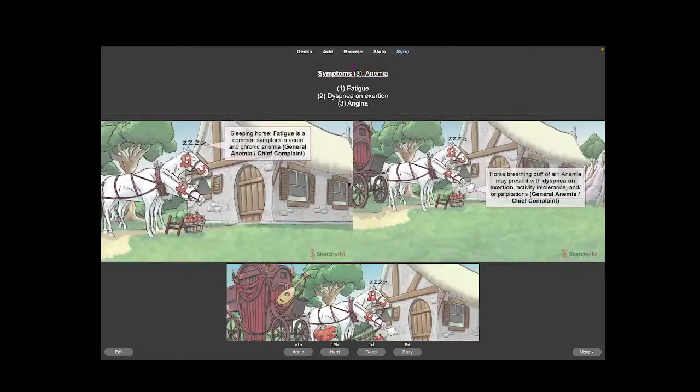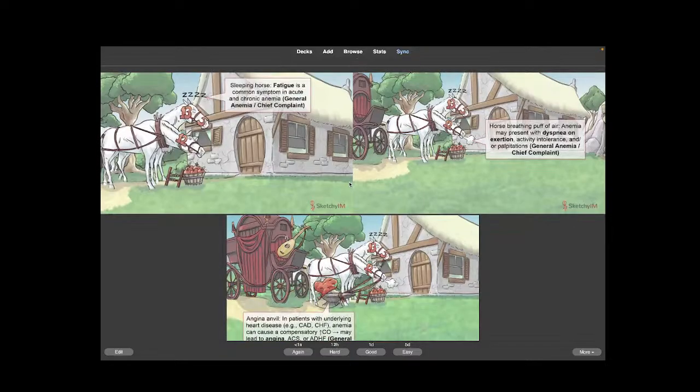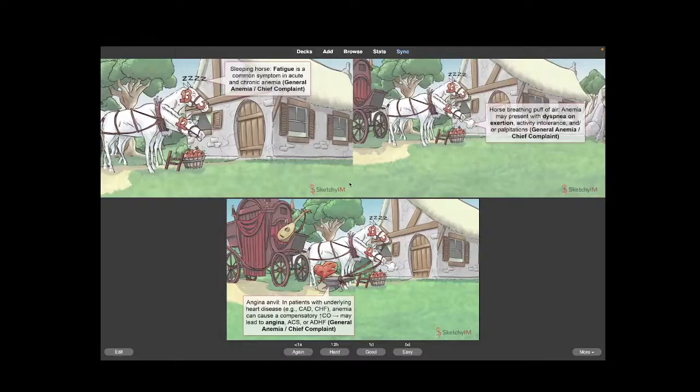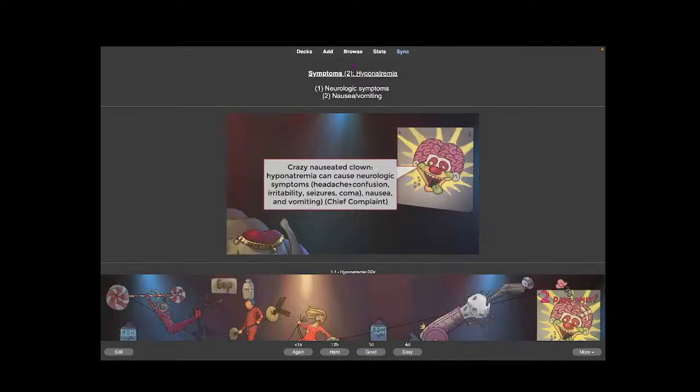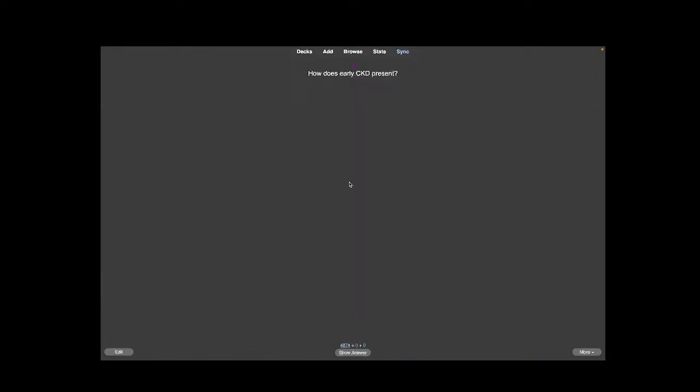Symptoms of anemia could be fatigue. It could be dyspnea on exertion, angina. I don't know if people want to call that angina. It's kind of weird, but fatigue makes sense. Dyspnea, angina, whatever. Okay. Hyponatremia. Yeah, I don't know what happens. Neurological and nausea, vomiting. That's it. Yeah, you get nausea, vomiting. Okay. How does early CKD present?